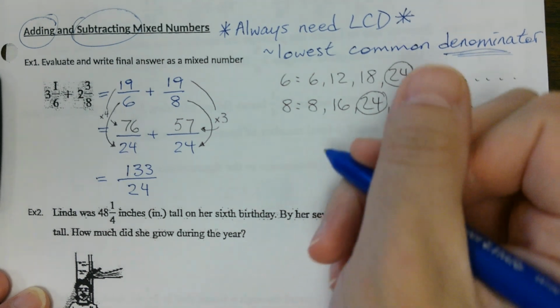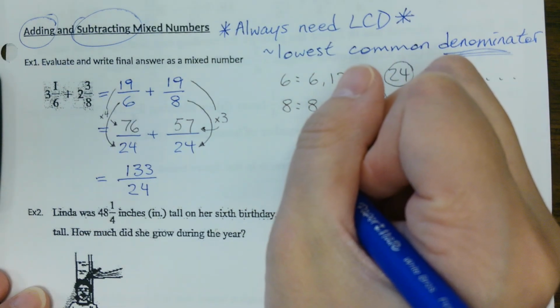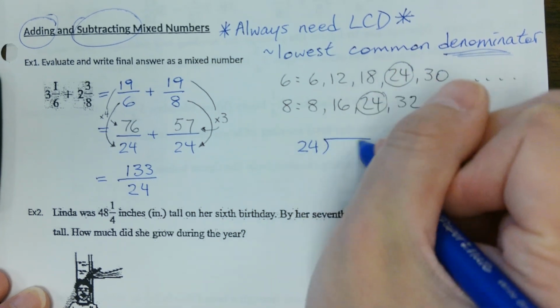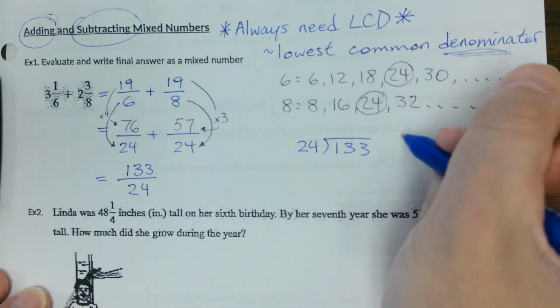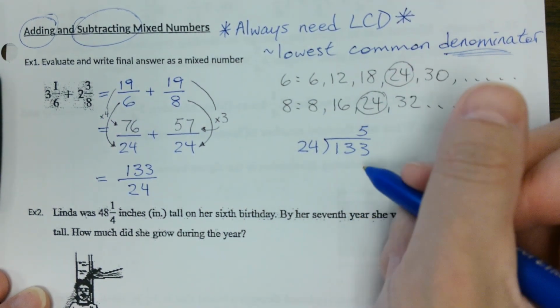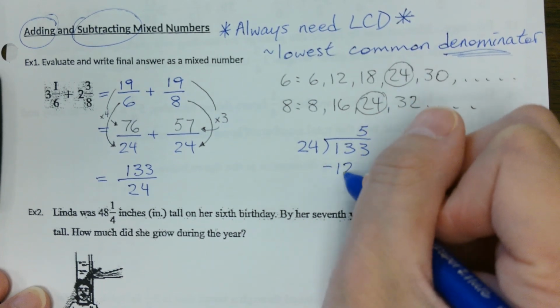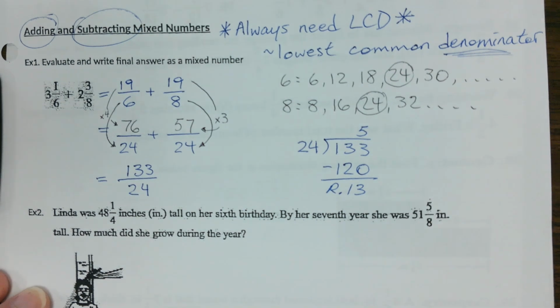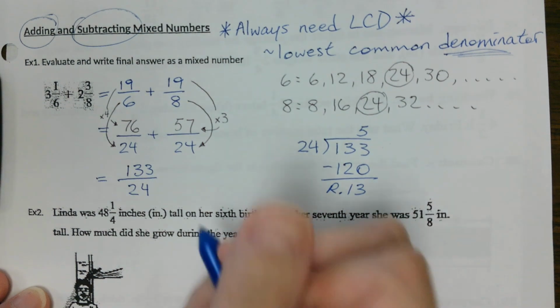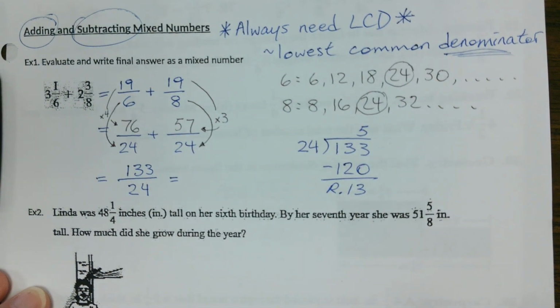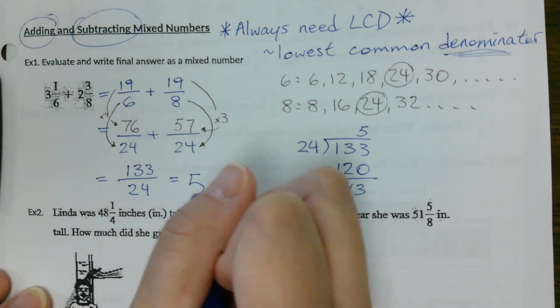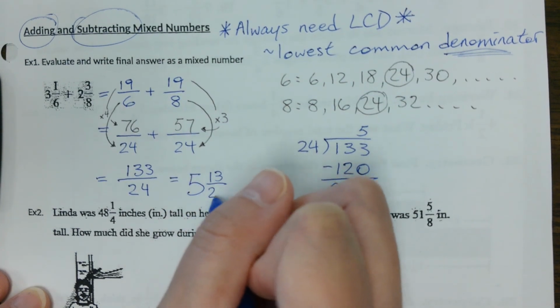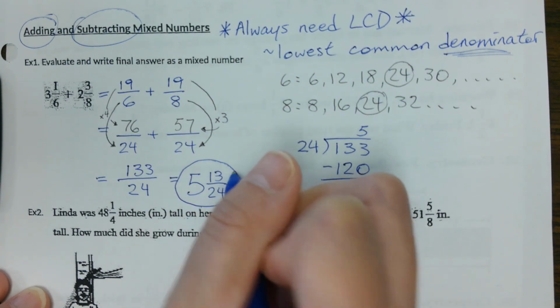And then once you have that, it's just the same old like yesterday. Do long division to figure out what is your answer in mixed number form. Right, so when you do long division, you get 5 and 14 over 24. Perfect. And that's your answer.